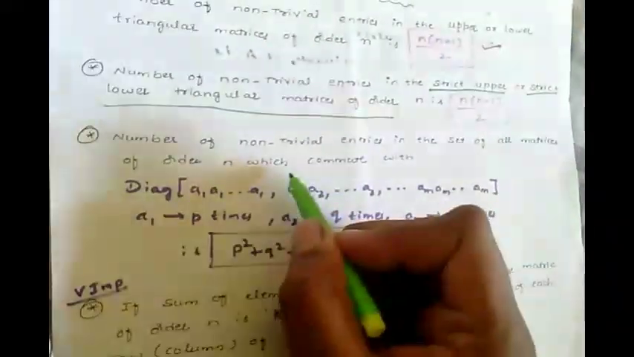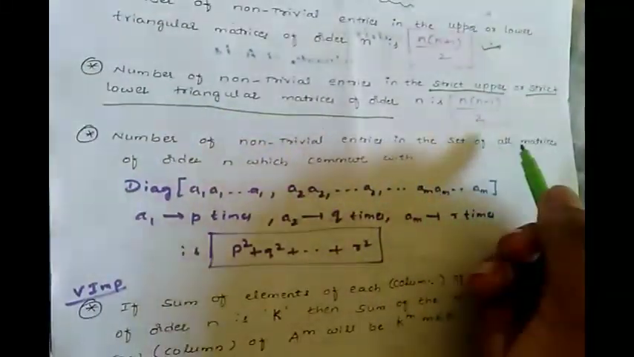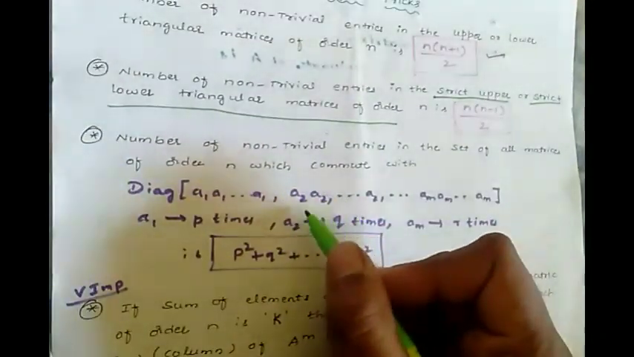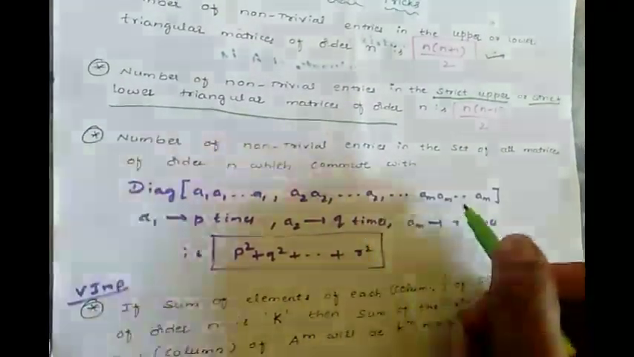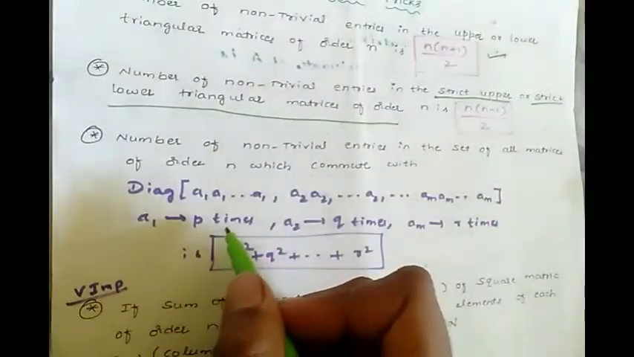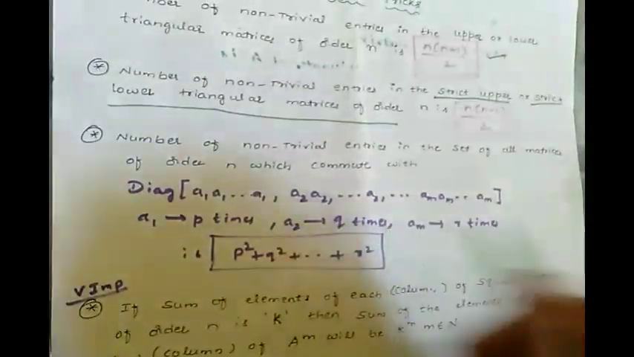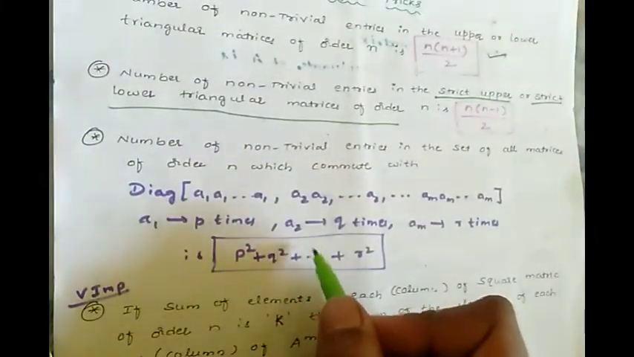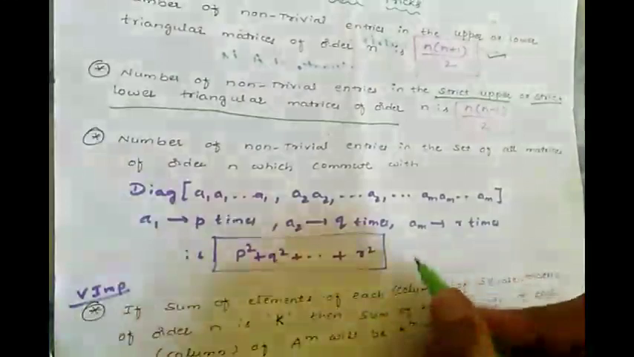And the next trick is: the number of non-trivial entries in the set of all matrices of order n which commute with the diagonal matrix diag(a1, a1, and so on, a2, a2, and so on, am, am, and so on, am), where a1 is repeated p times, a2 is repeated q times and am is repeated r times, is p square plus q square plus and so on plus r square.